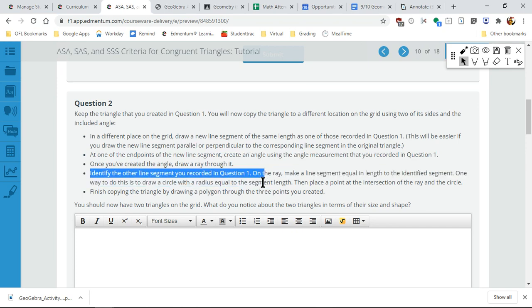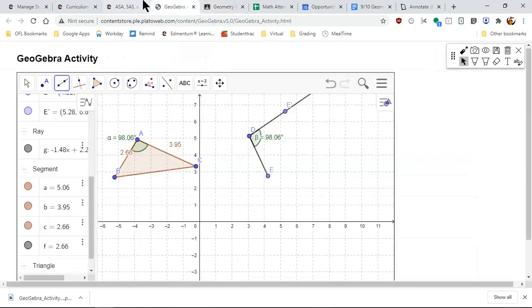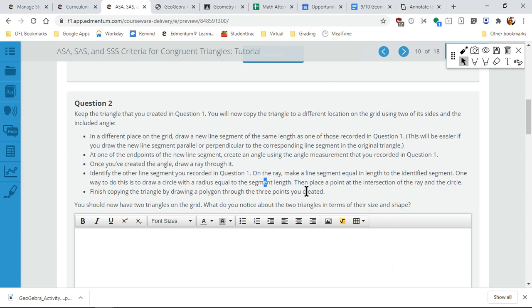Identify the line segment, question 3. What it means by identify is just saying that I want this to be my CE. So I want to go from here to make a CE. So what I'm going to do, then, place a point in the intersection. Wait, intersection? What intersection? Identify the other segment in that. E equal to identify. One way to do this is draw a circle. Oh, I see what it's saying.